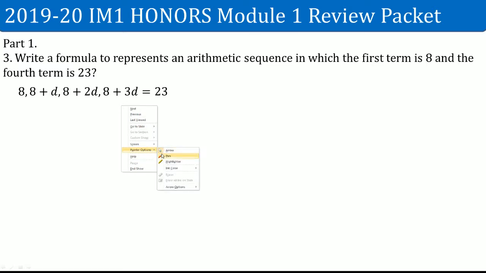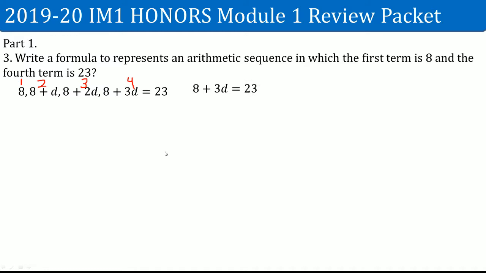Let me help you out by writing it out. This is the first term, this is the second term, this is the third term, and this is the fourth term. Okay? So here we could get the common difference. This is the equation. So 8 plus 3d is equal to 23. Subtract 8 from both sides, you get 15 on the right hand side. Divide by 3 on both sides, you get d equals 5.